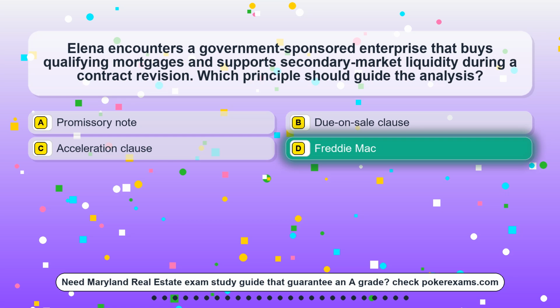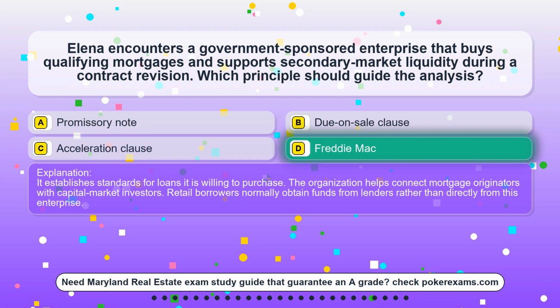The correct answer is option D, Freddie Mac. It establishes standards for loans it is willing to purchase. The organization helps connect mortgage originators with capital-market investors. Retail borrowers normally obtain funds from lenders rather than directly from this enterprise.